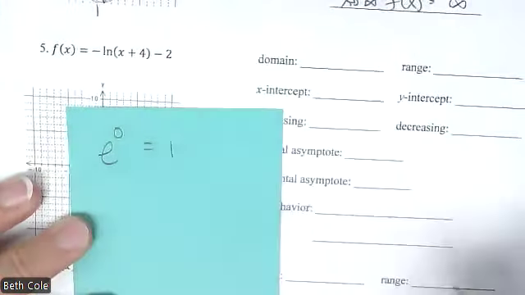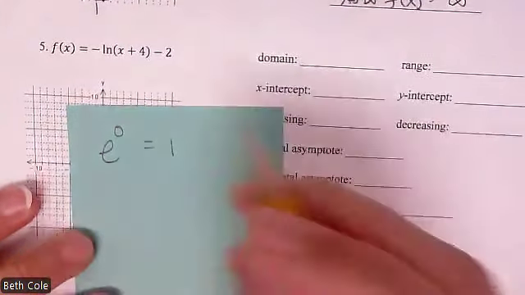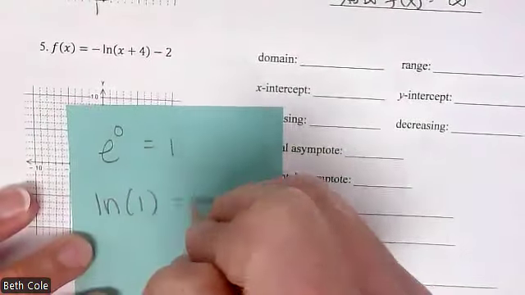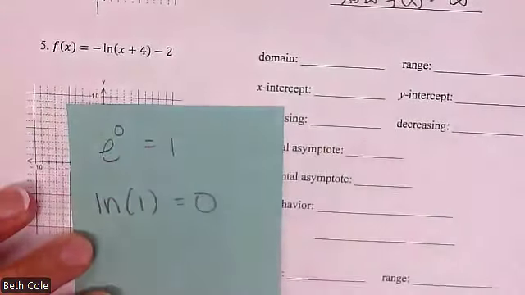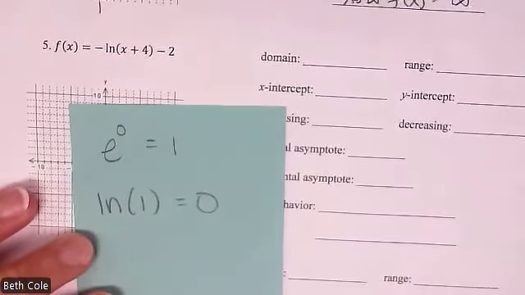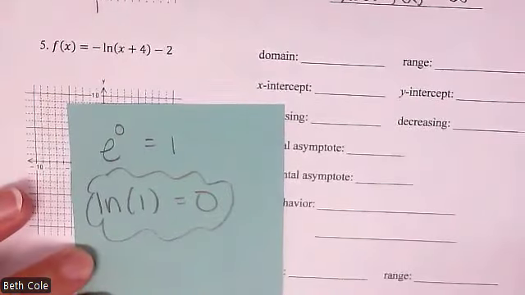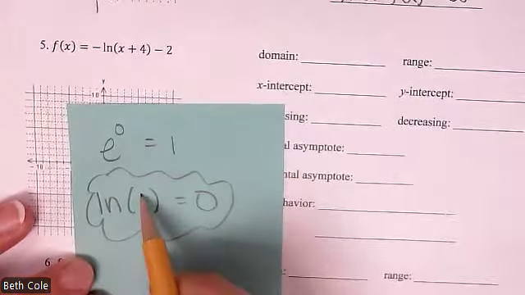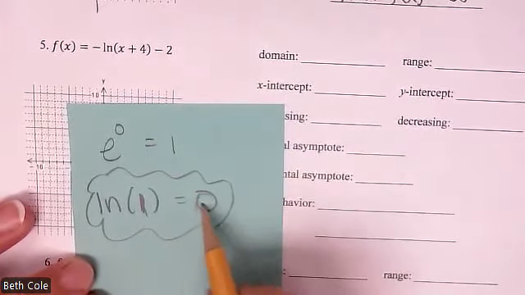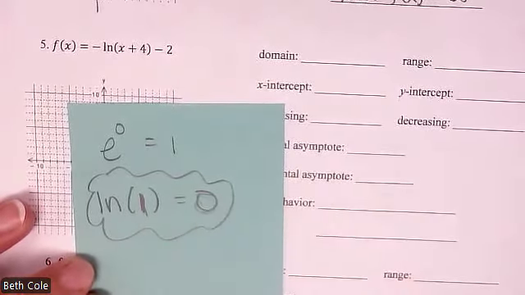If e to the 0 power equals 1, that means ln of 1 equals 0. Do you see how they are switched? Because they're inverses. I'm pretty sure I have this on the Quizlet thing. Isn't that one that you come across when you're doing your Quizlet? ln of 1 is 0. Whenever you see a 1 there, it's 0. Anything to the 0 power gives you 1. Go ahead.